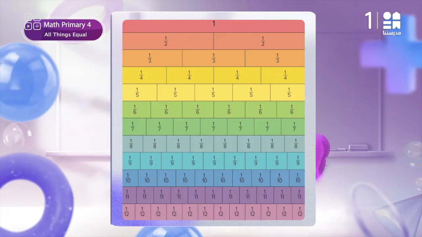Our goal today is to write equivalent fractions and decimals to the hundredth place. To achieve our goal, we will first review what we learned about equivalent fractions. The first thing we learned was the meaning of equivalent. What is the meaning of equivalent? Then we learned how to find equivalent fractions by using the fraction wall, which helped us do that.